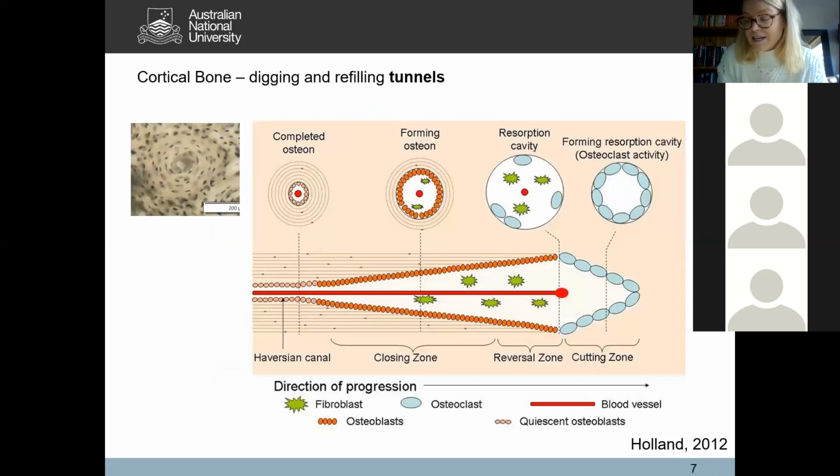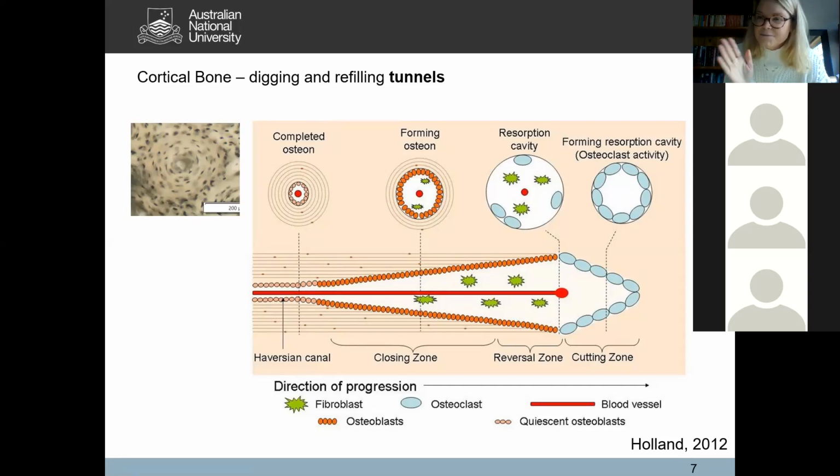Now, how does this all relate to what we're going to look at in the image itself? Here's a very nice diagram that I took from someone from Holland's thesis from 2012. I thought it was a nice drawing. If you think about a bone multicellular unit, it is a long structure, so you need to think of it as a 3D structure. It's kind of like worms digging tunnels in your bones, which is not the nicest way to think about bone remodeling, but think about it that way.